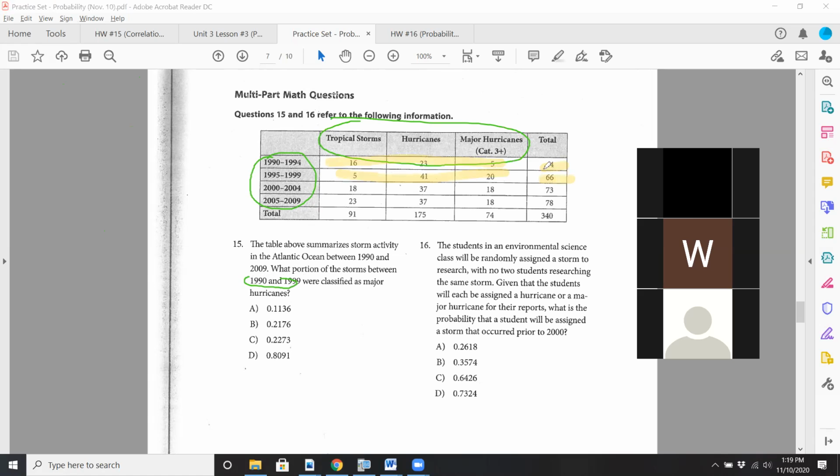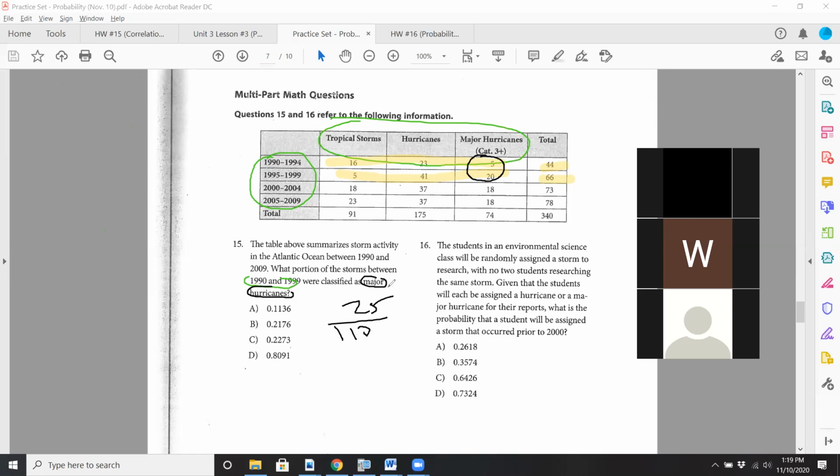Now, John, how many storms were there from 1990 to 1999? 110. Total 110 storms. Thank you very much. Now, of those 110 storms, how many were classified as major hurricanes? 64. Oh, wait, 25. Exactly. So you did regular hurricanes, but we were on major, right? So it's really about wording more than anything else. So it's 25 out of 110.